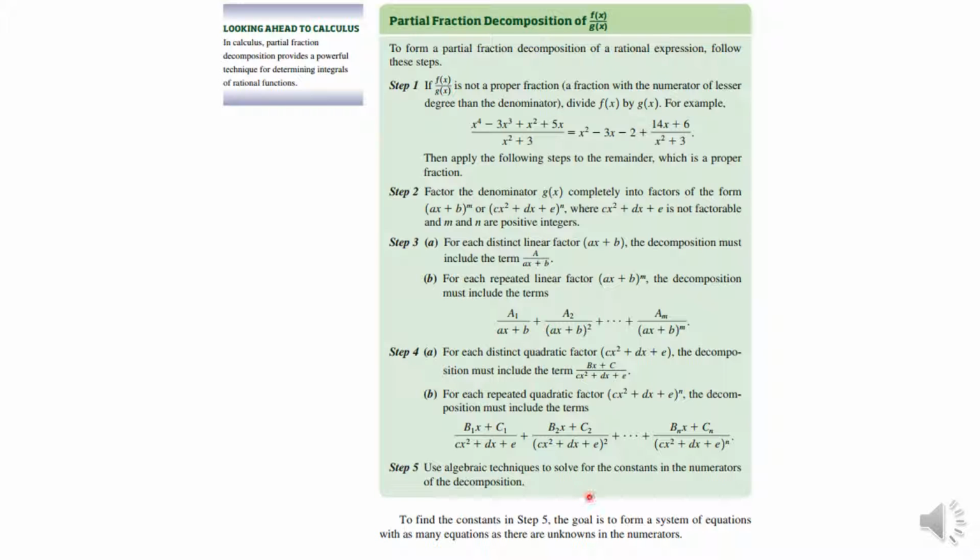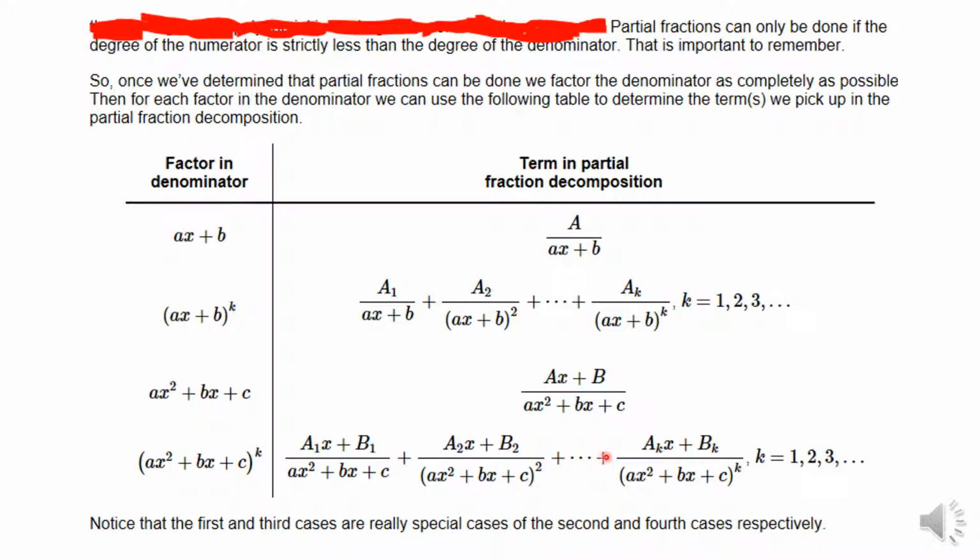Here's the description in your book. You may want to pause and read that or read it separately in your book. Many of my students, however, have found this to be a little simpler. Partial fractions can only be done if the degree of the numerator is strictly less than the degree of the denominator. If that's not the case, do long division until it is.